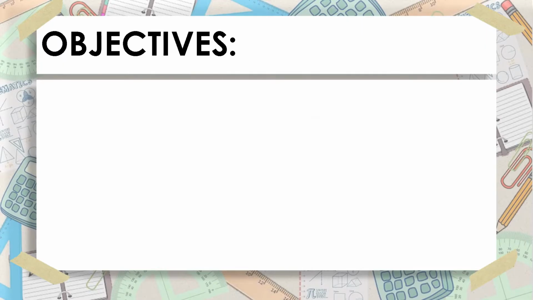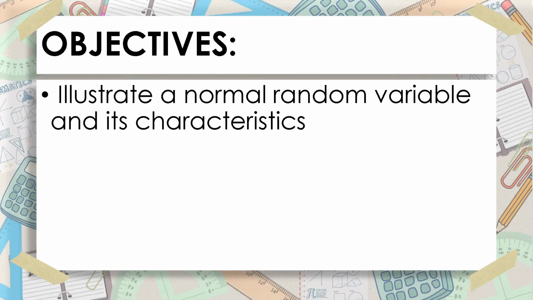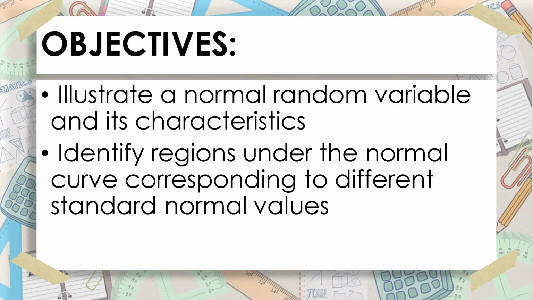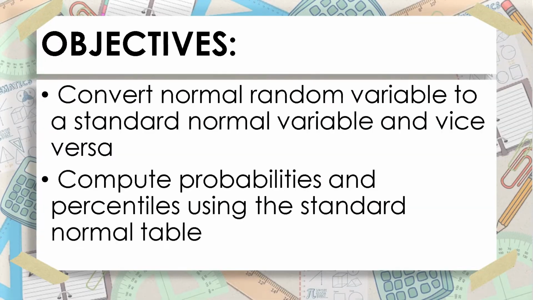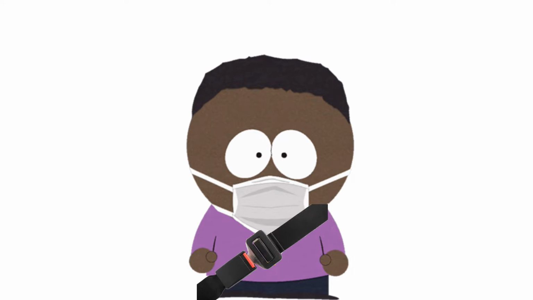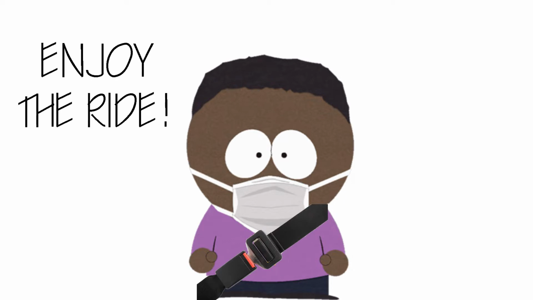In this video, you will learn how to illustrate a normal random variable and its characteristics, identify regions under the normal curve corresponding to different standard normal values, convert a normal random variable to a standard normal variable and vice versa, and compute probabilities and percentiles using the standard normal table. So buckle up and fasten your seatbelts as we go through this lesson. Enjoy the ride! In our past lessons, we learned that there are two types of random variable.